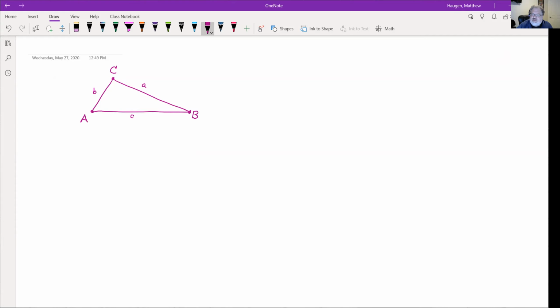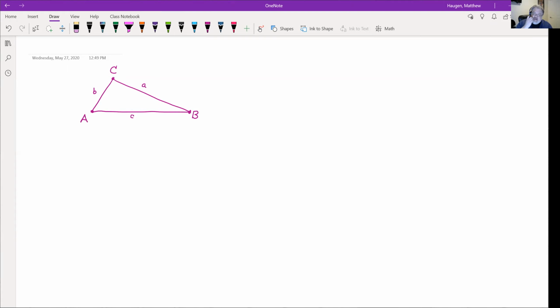You'll sometimes see your book label these as alpha, beta, and gamma, but it doesn't change our tool. Actually, the labels overall don't change our tool at all. But I'm going to stick with the Roman letters for our discussion.